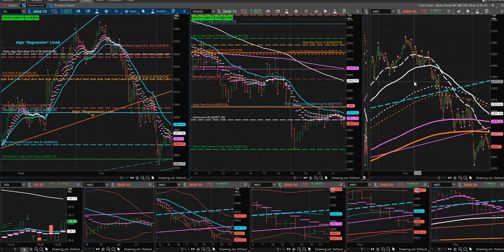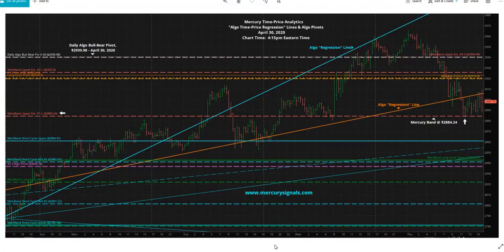And over on the right side, this shows our proprietary oscillators in real time. So you can map out your strategy in advance. You know where these levels are that define support and resistance in real time. Now let's take a look at last night. I posted this chart on Twitter last night.